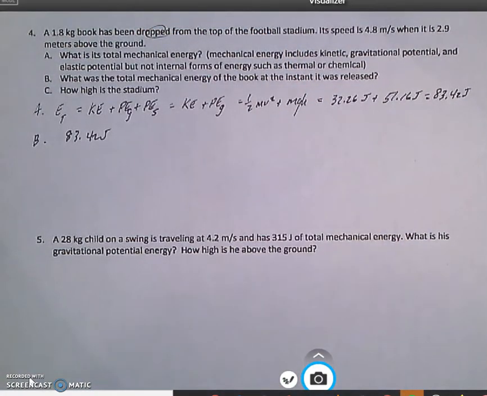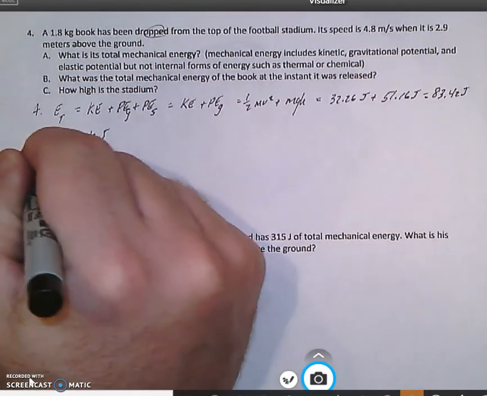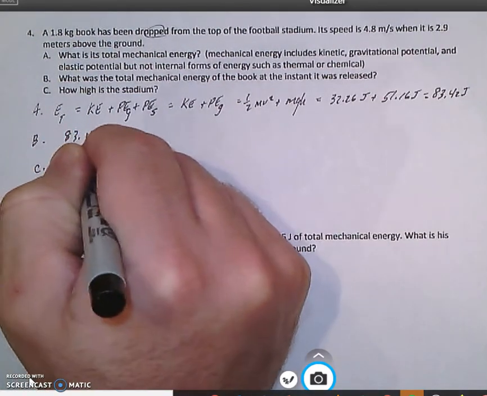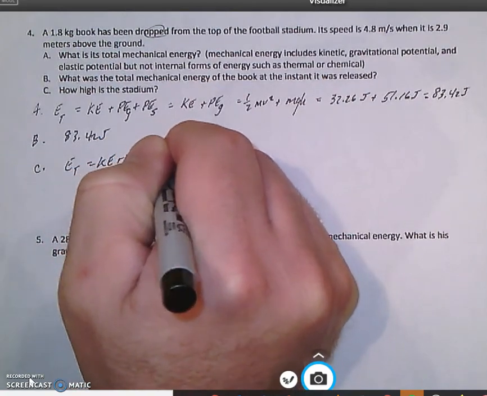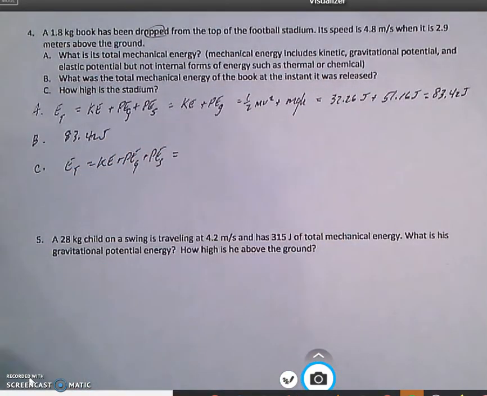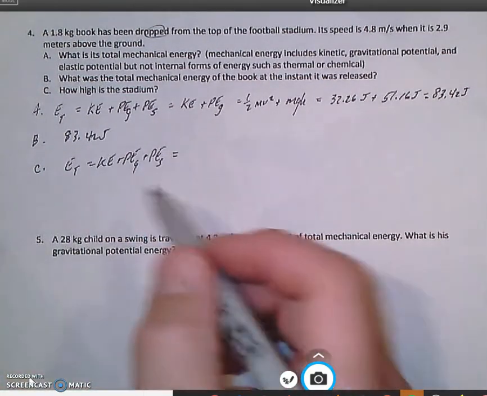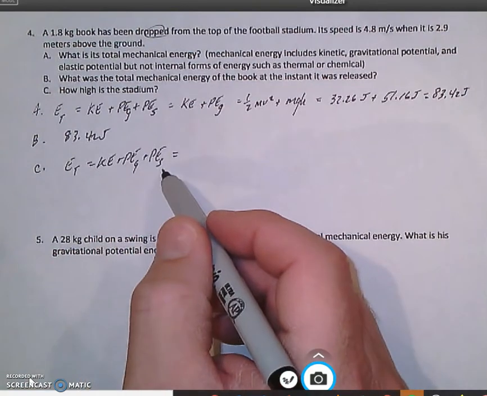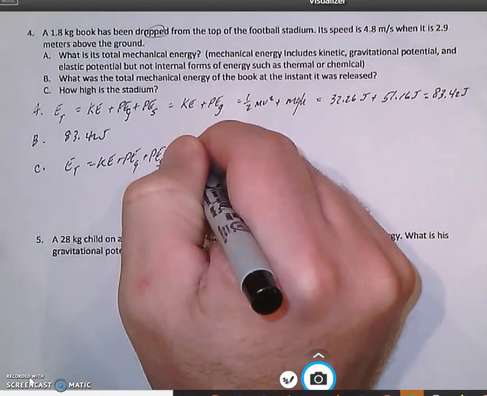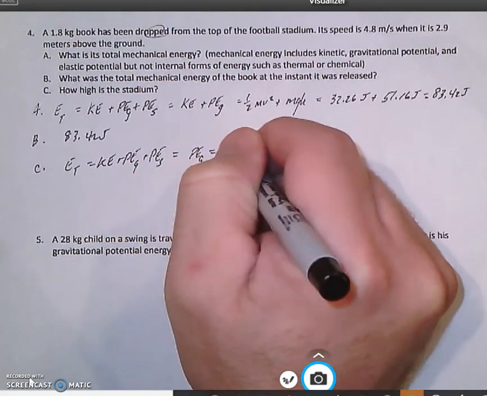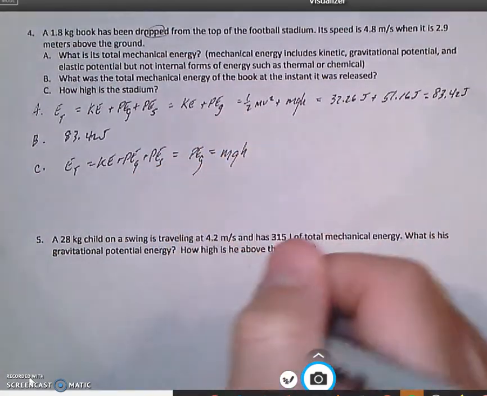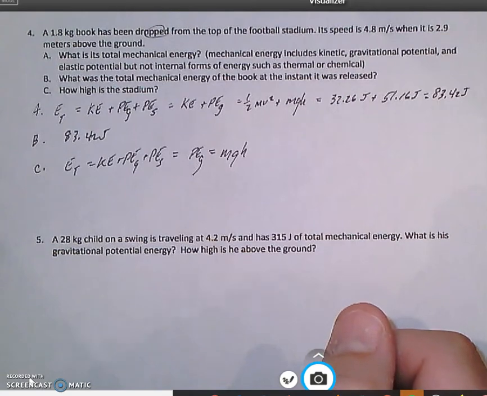Which means at the very top of the football stadium, because the object is dropped, there is no kinetic energy. So when we set up total energy equals KE plus gravitational plus elastic potential energy, because again, we want to always have that setup, we can evaluate from there. There is no kinetic energy because it's dropped. There's no spring energy because there's no spring anywhere. So the only type of energy is gravitational potential energy, and the total energy is equal to m times g times h.